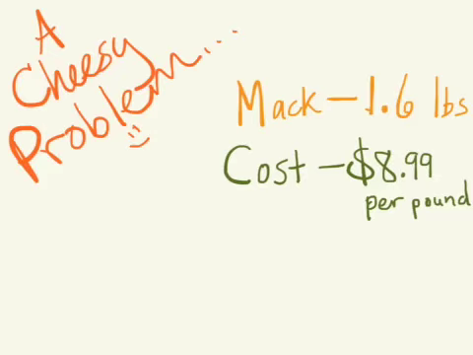Michaela wants to buy 1 6/10 pounds of cheese. About how much will that cheese cost if cheese is $8.99 per pound? So let's get some information written down. Write down the information that we're going to need for our problem. Michaela wants to buy 1.6 pounds and it costs $8.99 per pound.